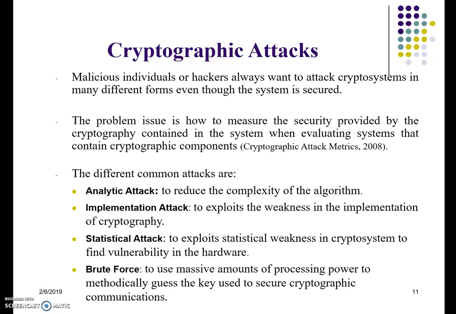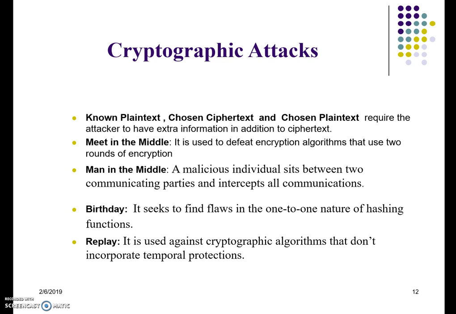Implementation attack is used to exploit weaknesses in the implementation of cryptography. Statistical attack tries to exploit statistical weakness in the crypto system to find vulnerability in the hardware. Brute force uses a massive amount of processing power to methodically guess the key used to secure cryptographic communications. Known plaintext, chosen ciphertext, and chosen plaintext attacks require the attacker to have extra information in addition to ciphertext.